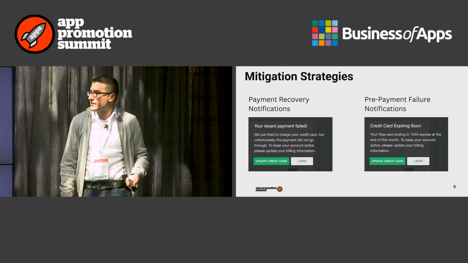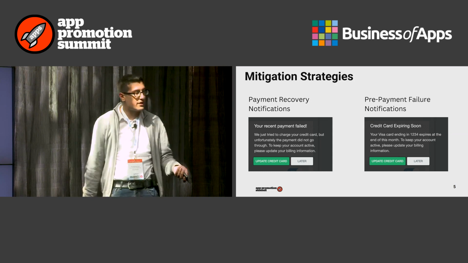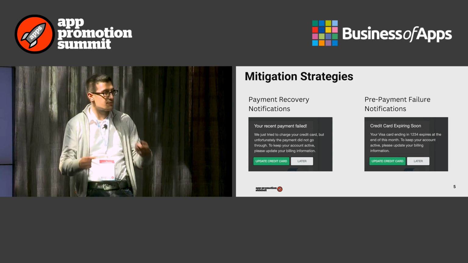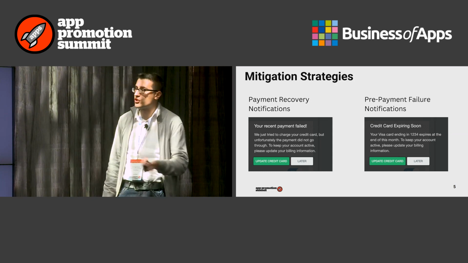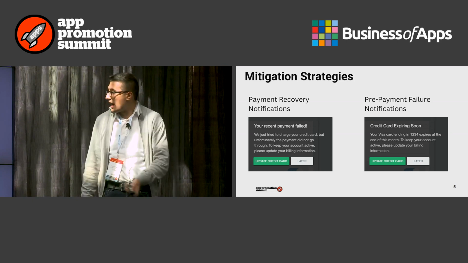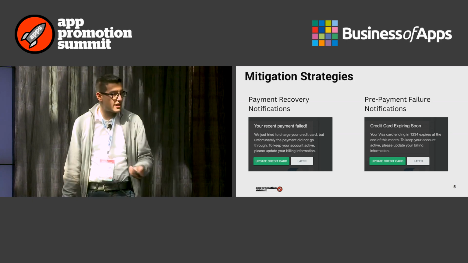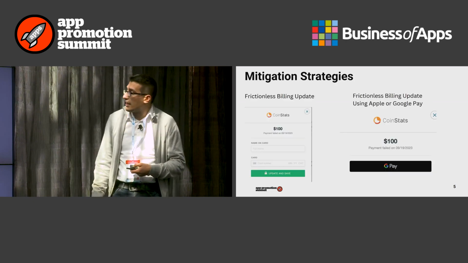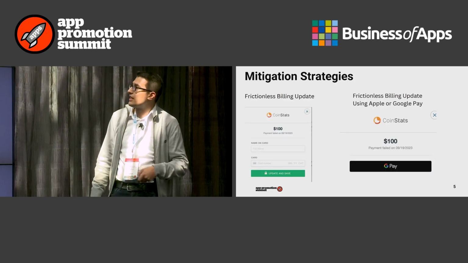The other one is credit card expiring soon notifications. When we detect their credit card expiry date, we show this notification to them a few weeks earlier and ask them to update it as soon as possible. And the other one is this frictionless billing update.